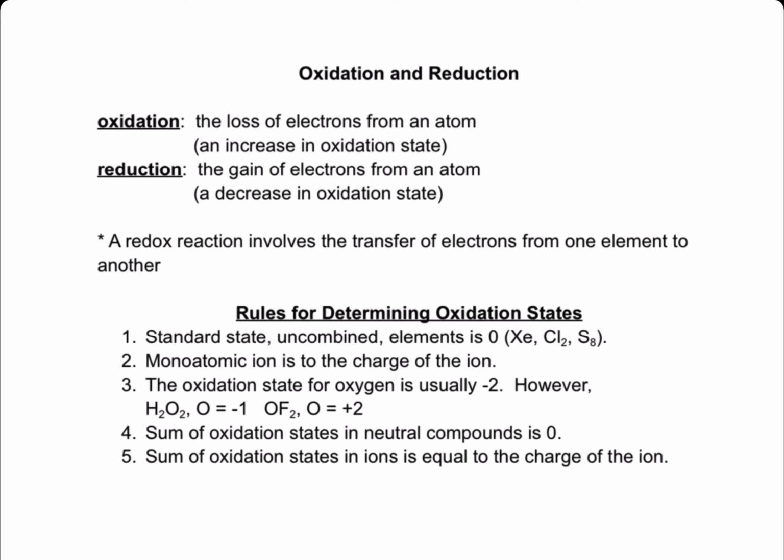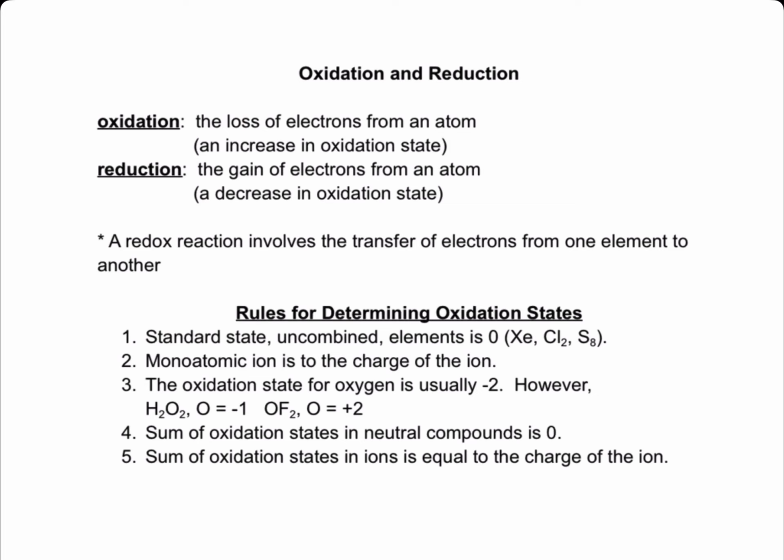For us to examine an oxidation-reduction reaction, we must determine the oxidation states of all the atoms in that reaction. So standard state uncombined elements have an oxidation state of 0. Elements that are freestanding, that are not bound to any other element, like Xe, He, aluminum solid, even diatomic molecules like Cl2, O2, F2, S8, which is made up of one element. These all have oxidation states of 0.